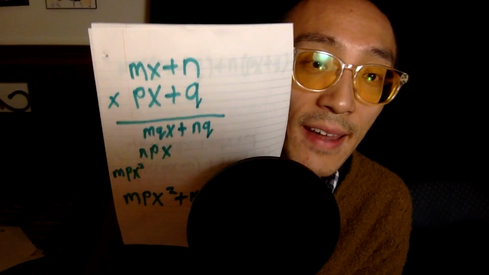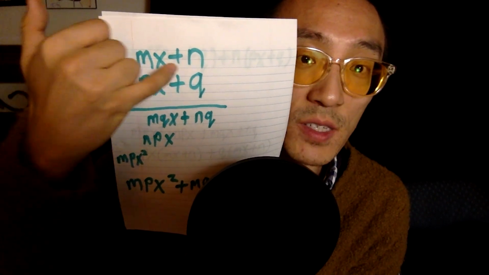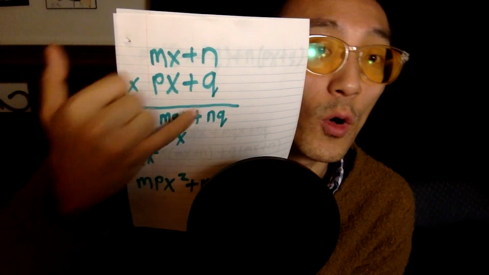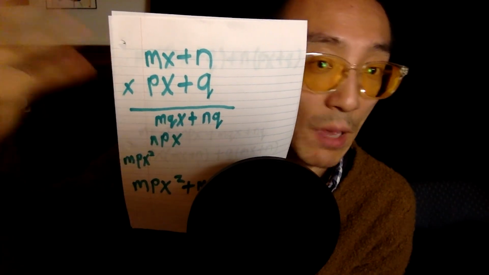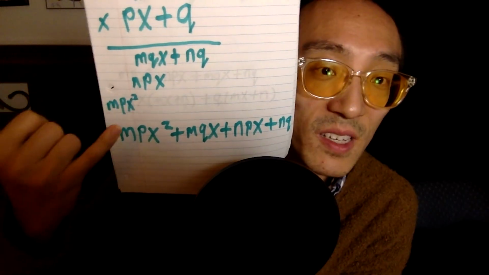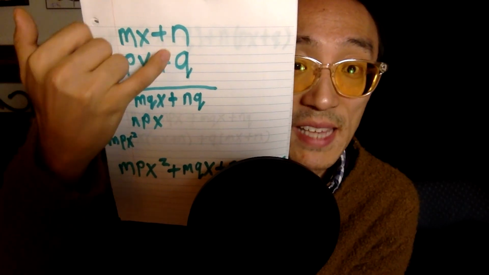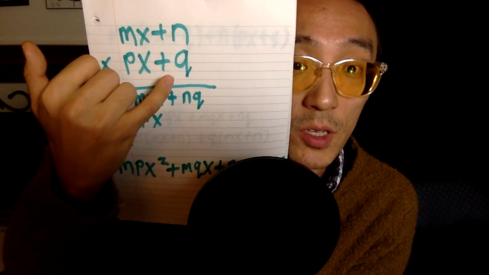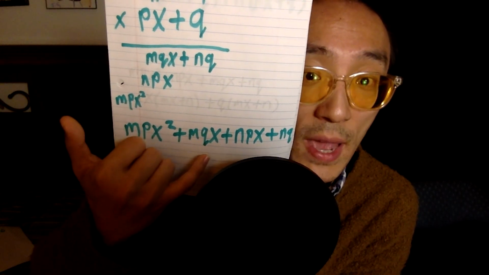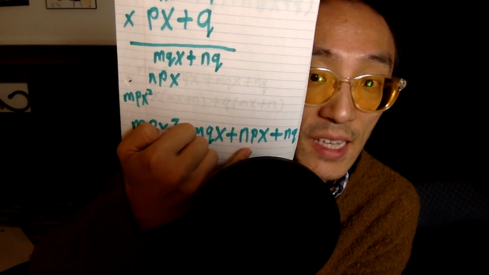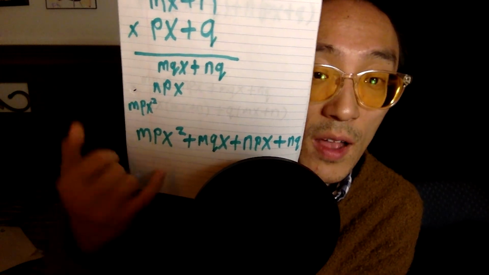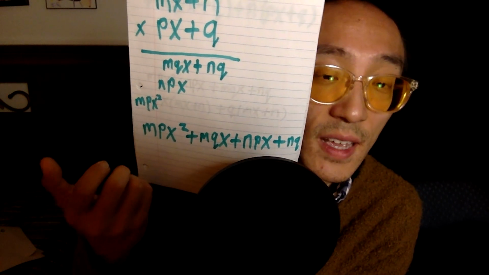So now I'm going to add a letter for the coefficient and then a letter for the constant. So basically, this is the full, if we were to FOIL it, aka multiply them together, right? I just did it vertically this time, but it's basically the same thing. So mx plus n times px plus q would equal mpx squared plus mqx plus npx plus nq. And again, we know the commutative law. We can switch the order of the addition, etc., etc.